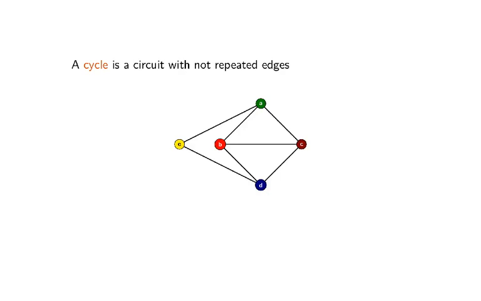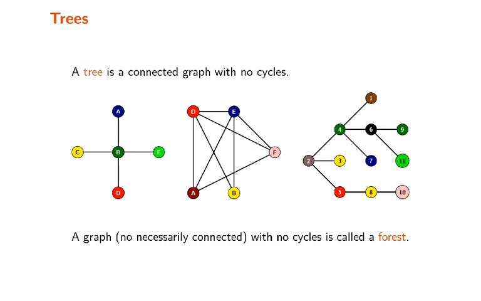Given a graph, a cycle is a circuit with no repeated edges. So for instance, in this graph, a circuit, let's say around E, with no repeated edges could be this, this, this, this. So that would be a cycle. Another possible cycle would be this, this, this, this. So any circuit with no repeated edges in the graph is called a cycle. And a tree is a connected graph with no cycles.